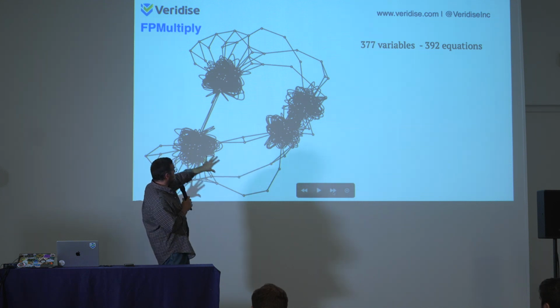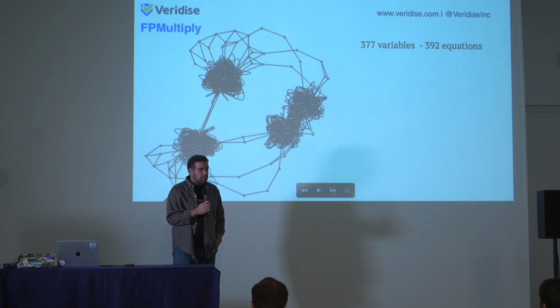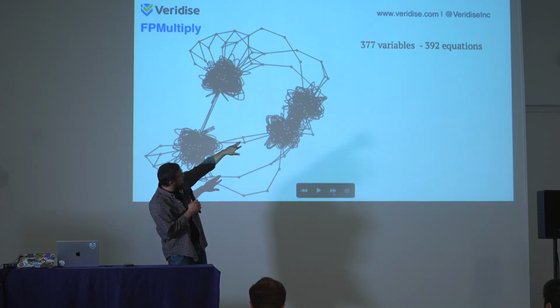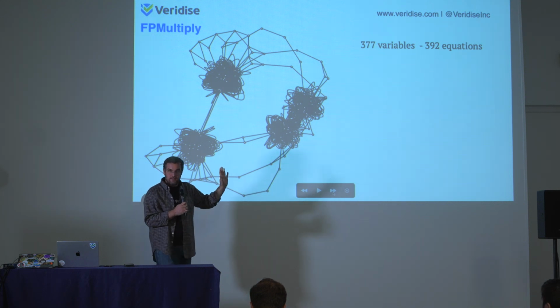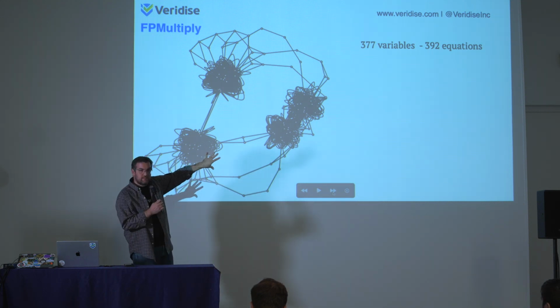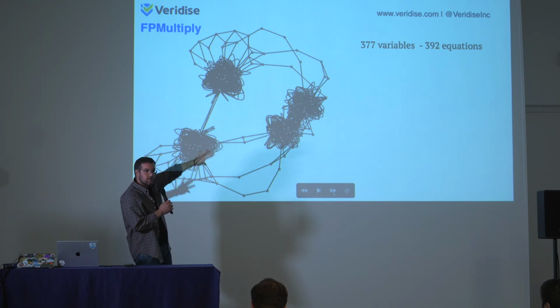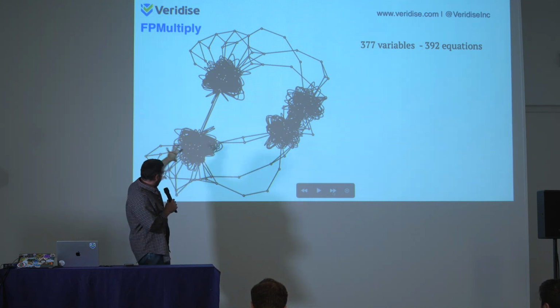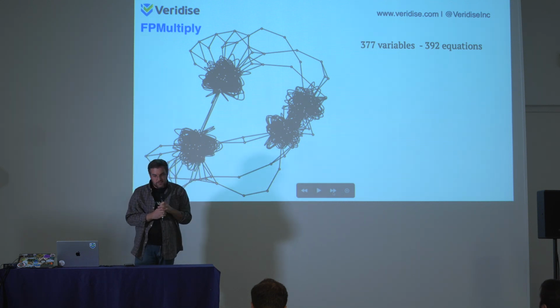Right? This would be, for instance, the graph corresponding to the FP multiply from the circuit pairing library. It has 377 variables, 392 equations. It looks quite complex, right? But you already see there's a lot of structure, right? The variables interact with each other in certain clusters, right? You have a whole bunch of variables here interacting with each other, which do not touch the variables on the other side, and so on, right?